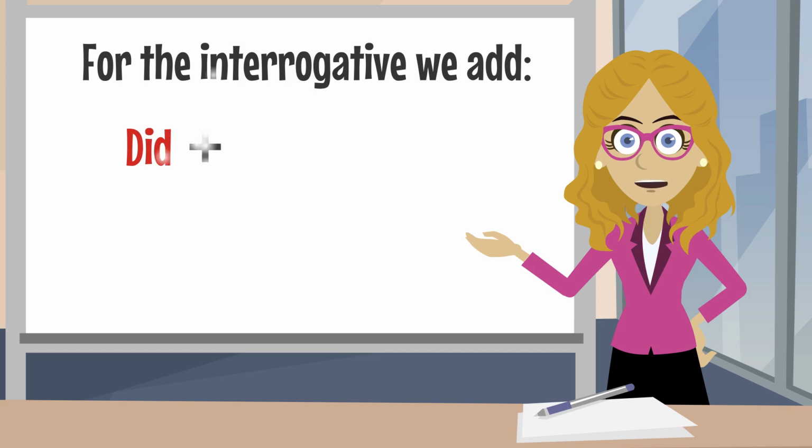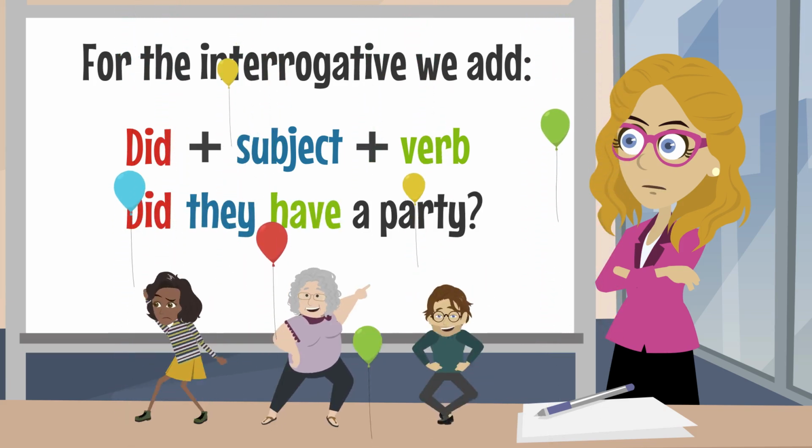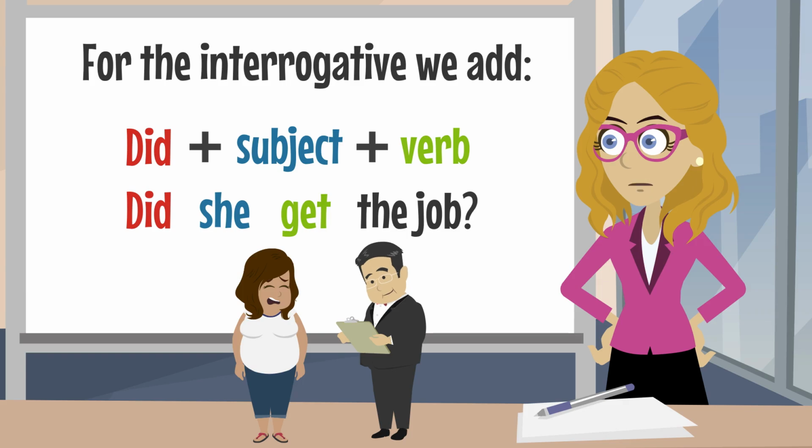For the interrogative, we add did plus subject plus verb. Did they have a party? Did she get the job?